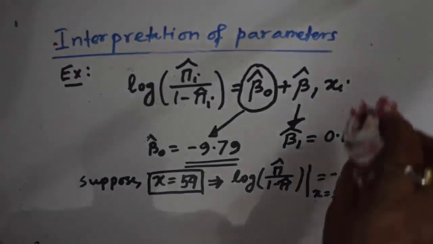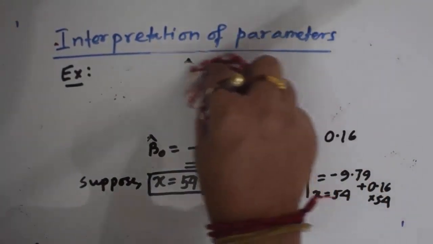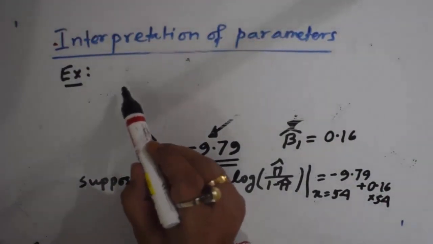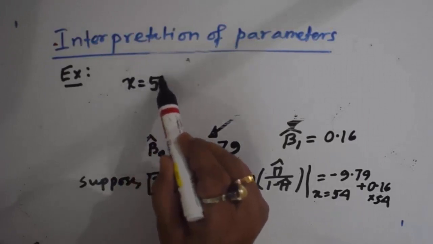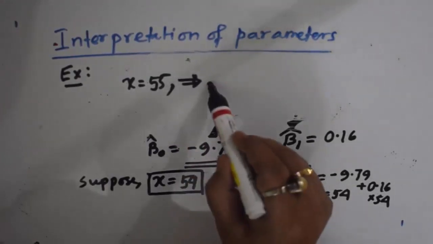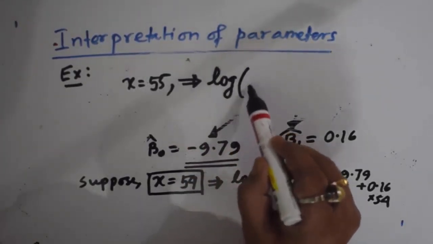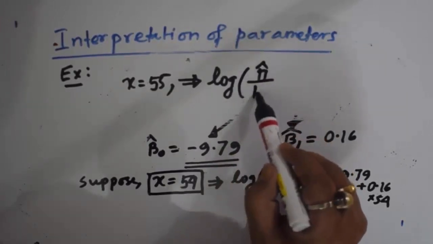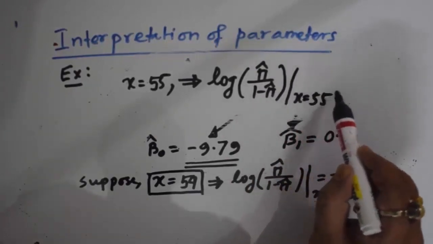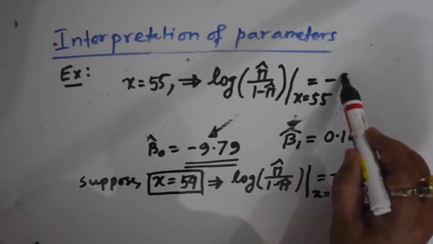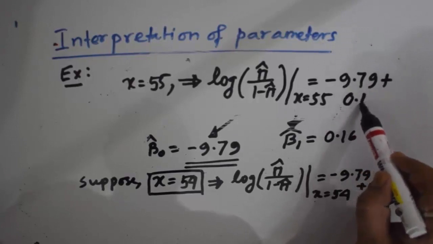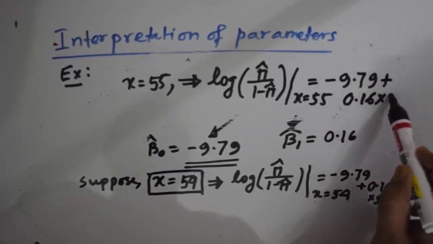Then we consider another student whose math score is 55, say. Then estimate of log odds corresponding to math score 55 is equal to minus 9.79 plus 0.16 into 55.